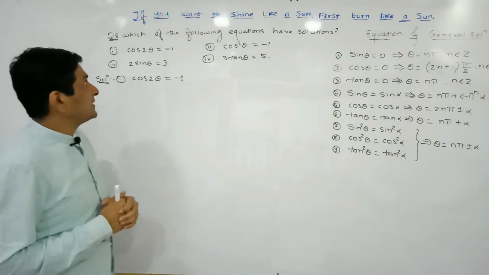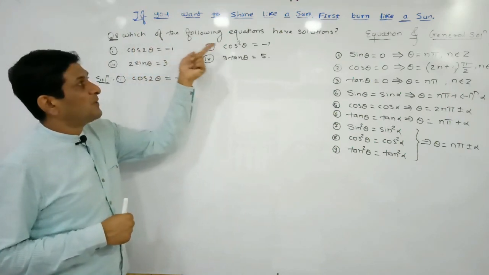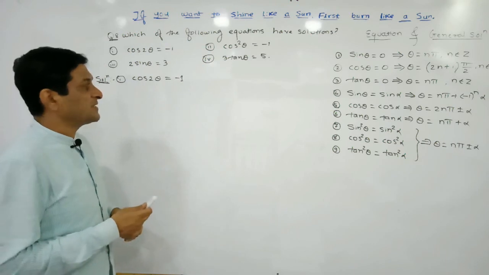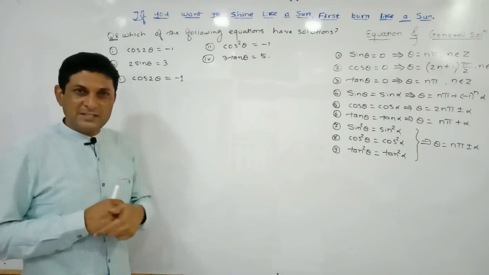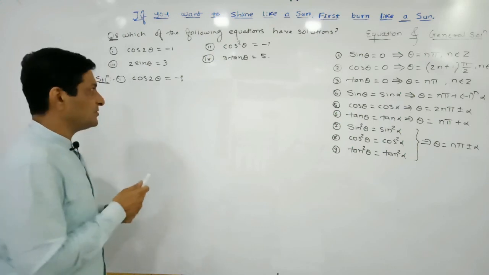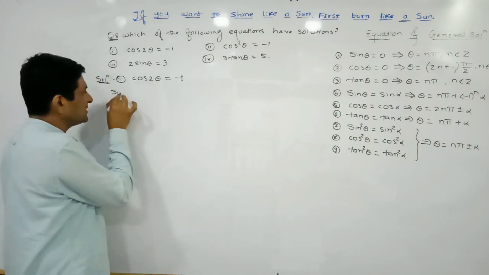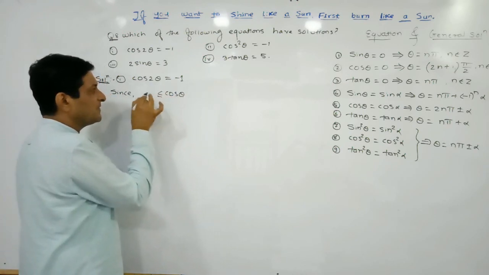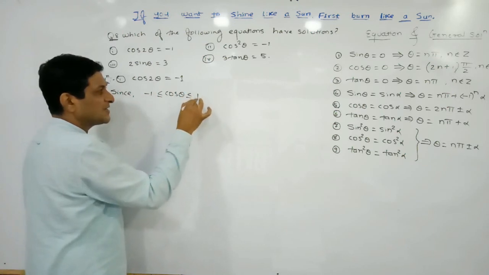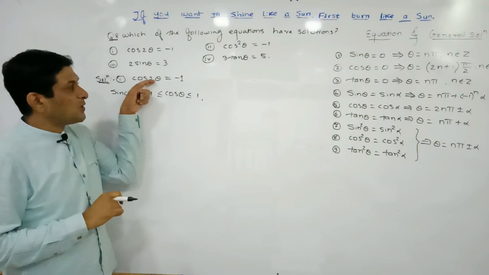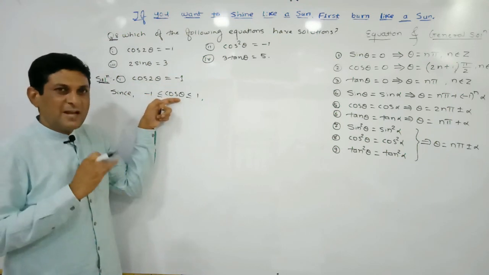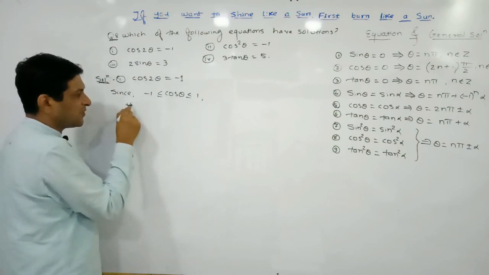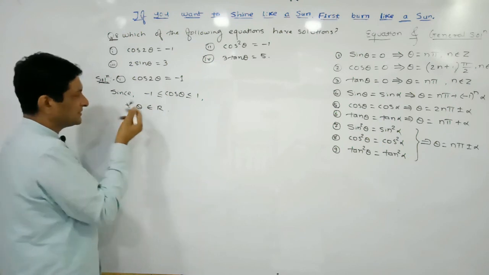See, in question number 8, we have to check which of the following equations have a solution. So let us consider the first example here, the value of cos 2 theta is equal to -1, and we have to check whether this equation has a solution or not. We already know, from the graph of this trigonometric function, that the value of cos theta is always greater than or equal to -1 and less than or equal to +1. So here the value of cos is -1. Yes, -1 is included. That's why we can say that this condition is satisfied for every theta belongs to R.